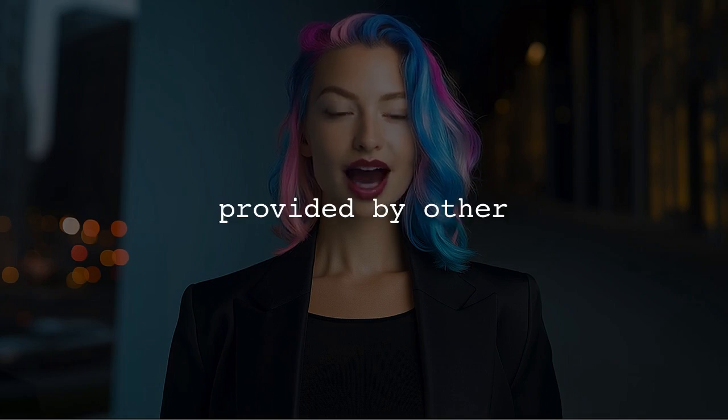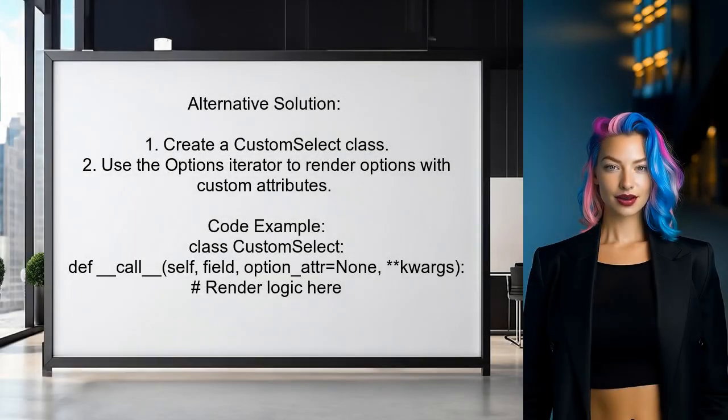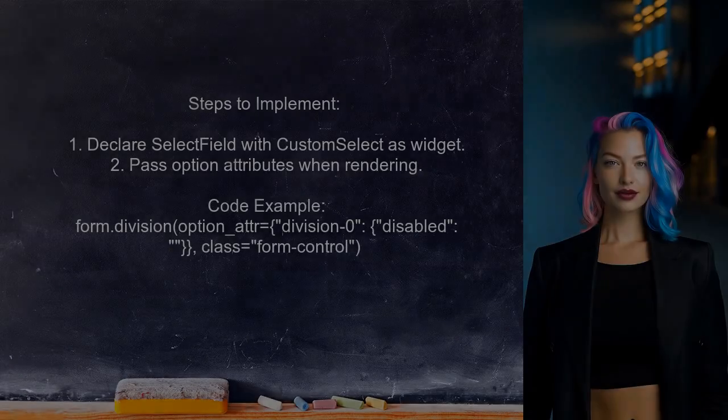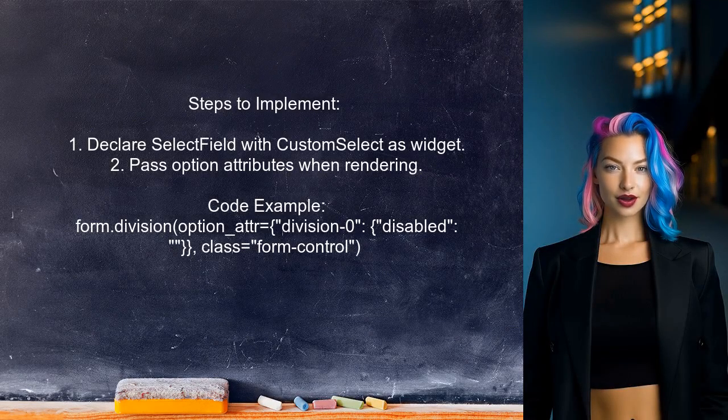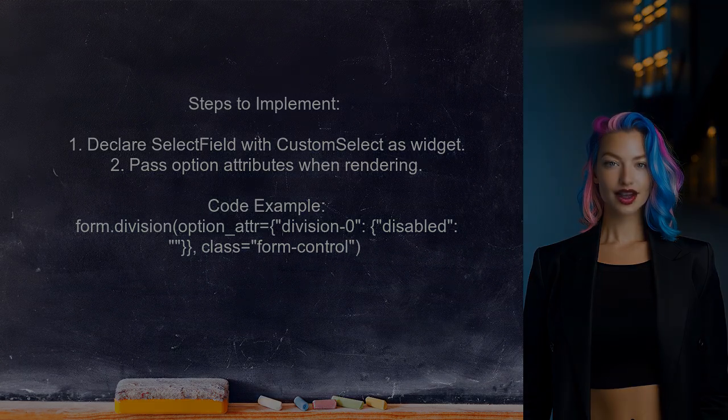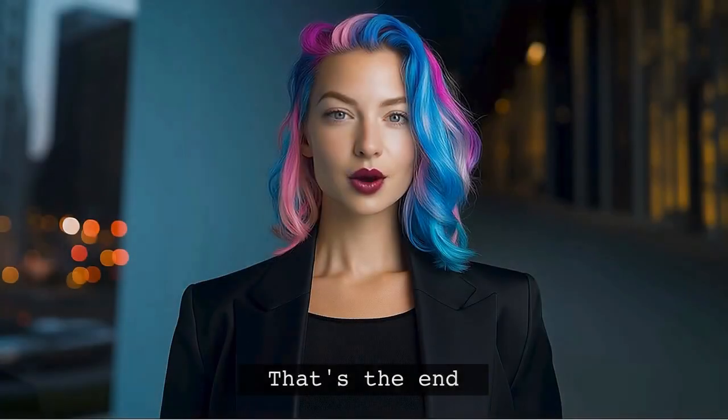Now, let's look at the answers provided by other users. An alternative solution involves creating a custom widget for WTForms. This widget allows you to specify custom attributes for each option in the select field. You can define a class called CustomSelect that renders the select field and accepts a dictionary of attributes for each option. When declaring the select field, you pass an instance of CustomSelect as the widget parameter. To disable an option, you can specify the option attributes when rendering the field. That's the end of that answer.